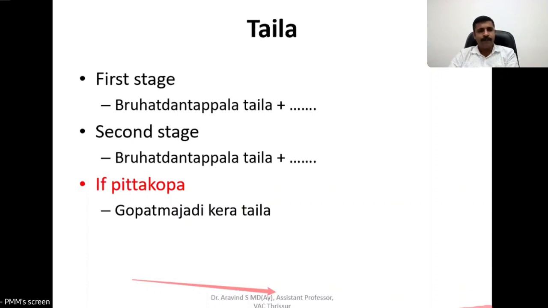Now, if severe Pitta Kopa is there and you want to do the Thaila Prayoga, as we have seen in the Vata Pittaja condition, there severe dryness is there. At the same time, it is in the beginning stage. Ama is slightly present, but you have to use the Snigdha Prayoga. Then the selection is Gobatmajadi Kera Thaila. This is indicated for Visarpa. This will work very beautifully in such conditions. So remember this medicine, Gobatmajadi Kera Thaila.